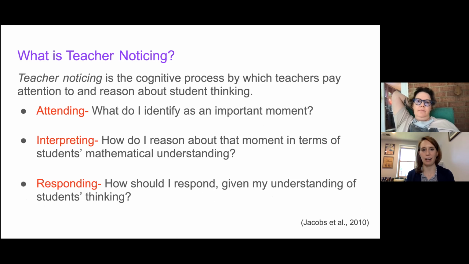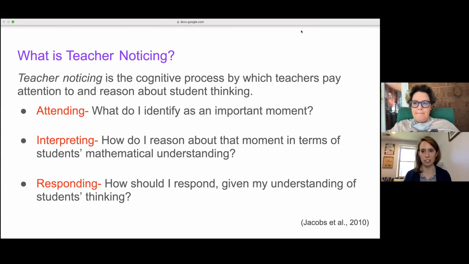The way that we think about it is it's the cognitive process by which teachers pay attention to and reason about student thinking. With all of the interactions and all of the complexity and all the things going on in a classroom at one time, how does a teacher know what to pay attention to, and then think about that? There are a few different definitions. The one that we're using is from Jacobs et al. And they divide it into basically three different parts.